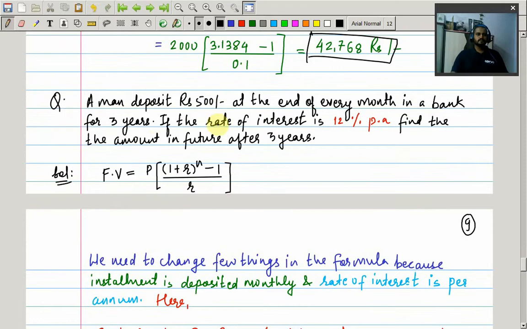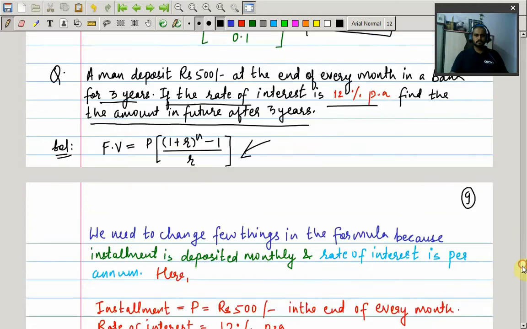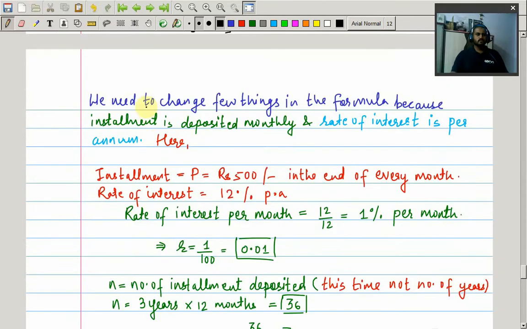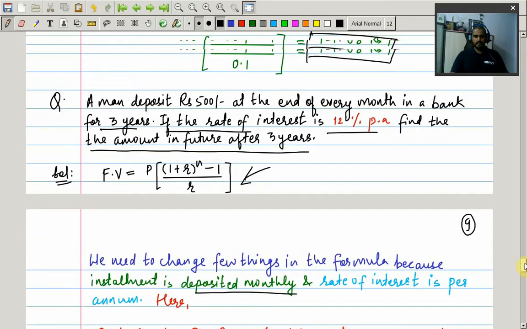Second question: a man deposited rupees 500 at the end of every month in a bank for 3 years. If the rate of interest is 12% per annum, find the amount in future after 3 years. So this is the formula. We need to change a few things in the formula because the installment is deposited monthly. So let's go back and read it again.